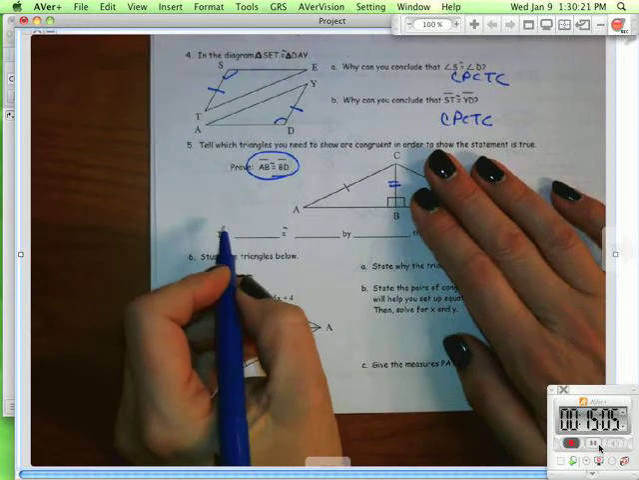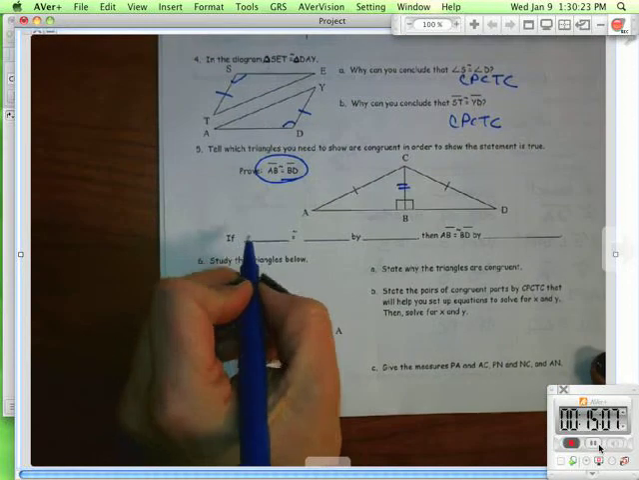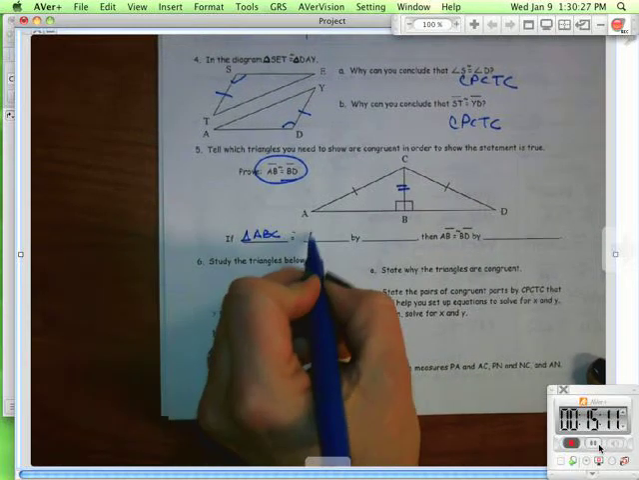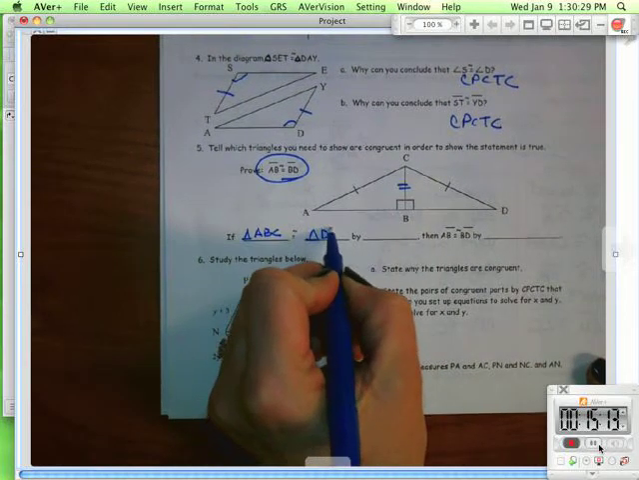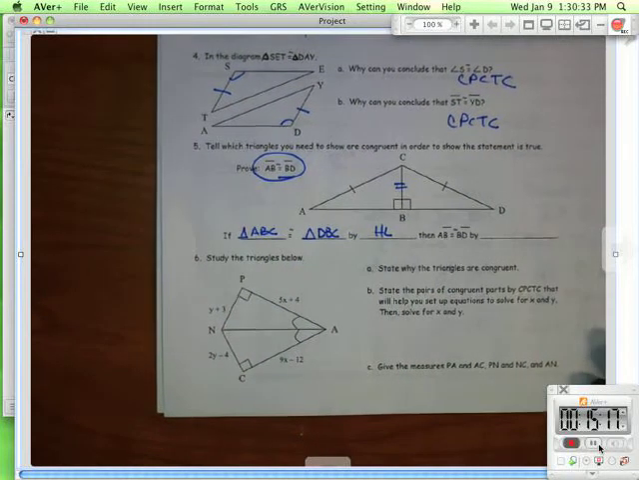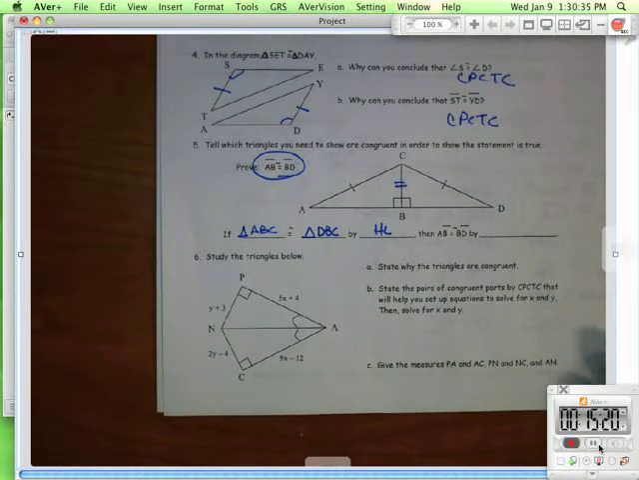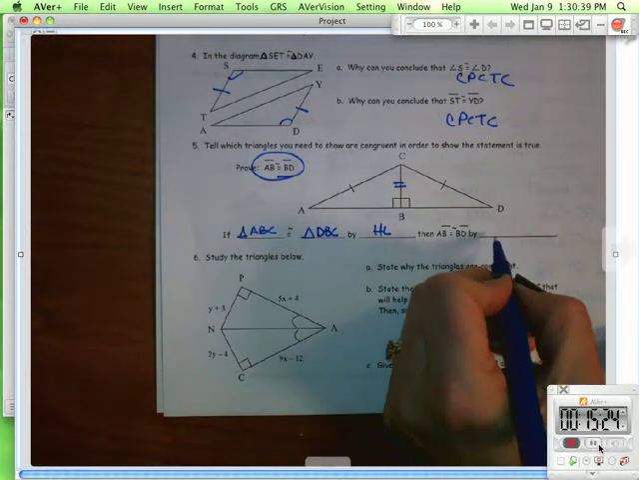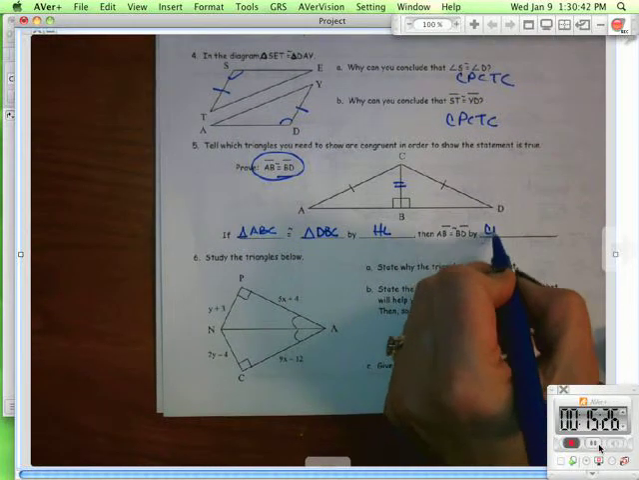So, if triangle ABC is congruent to triangle DBC by HL, then segment AB is congruent to segment BD by what? You got it, CPCTC.